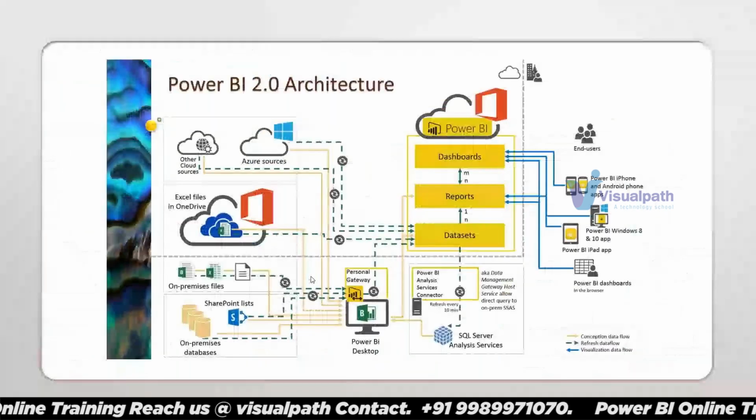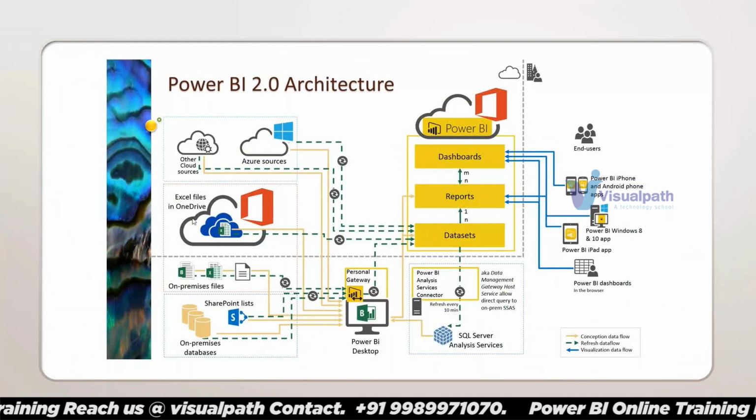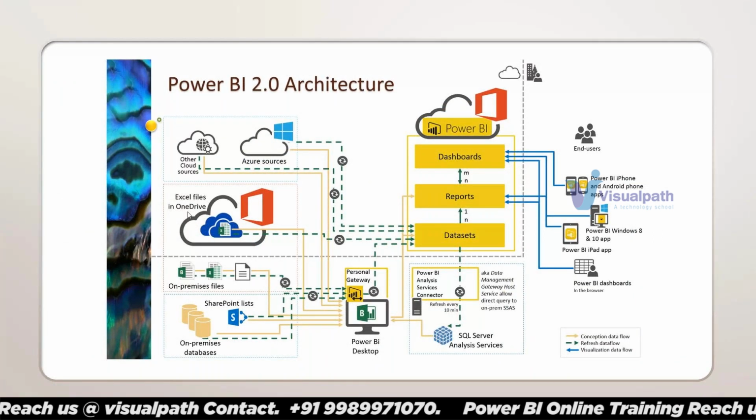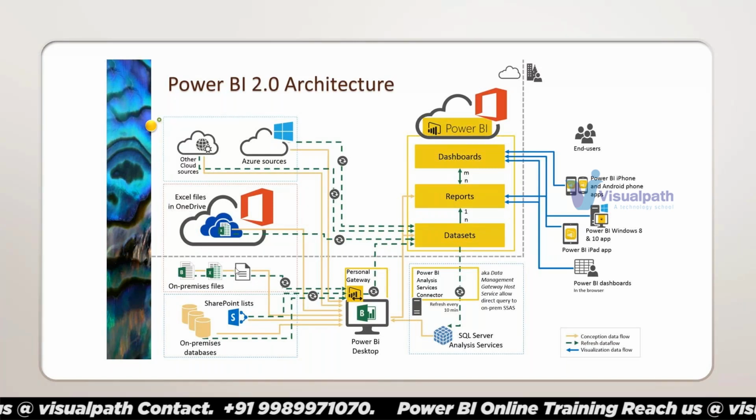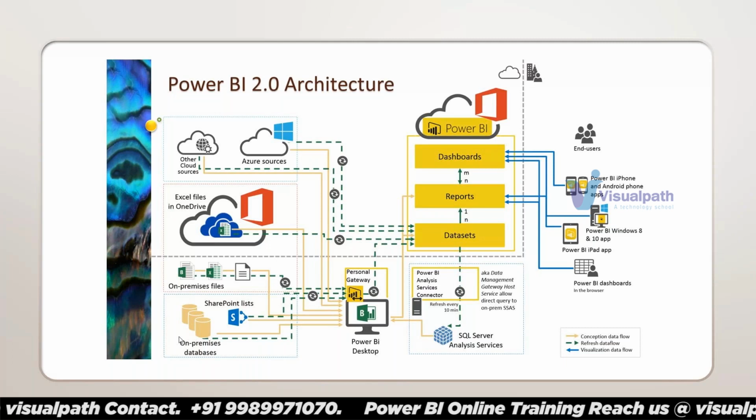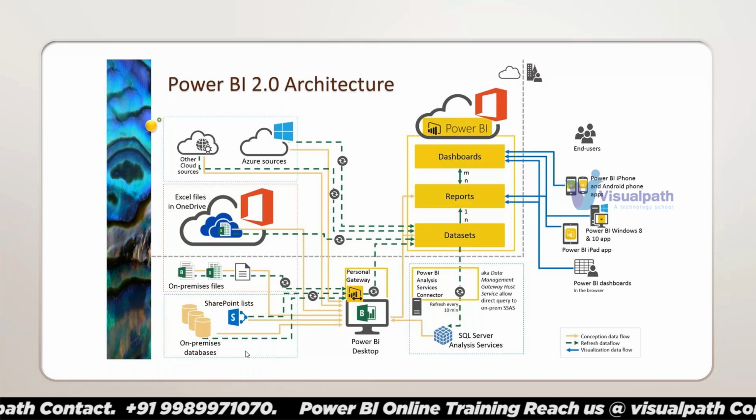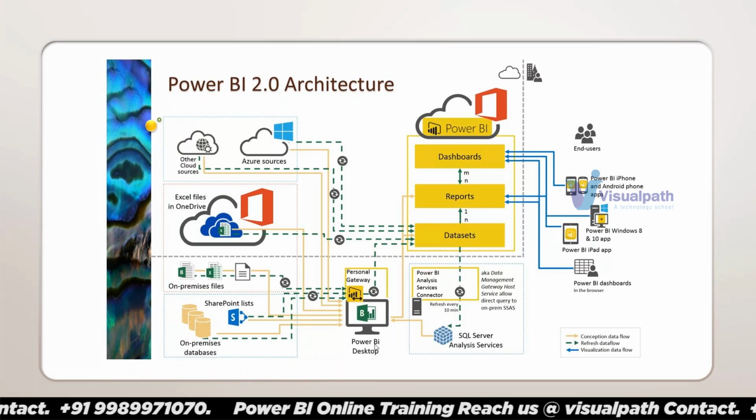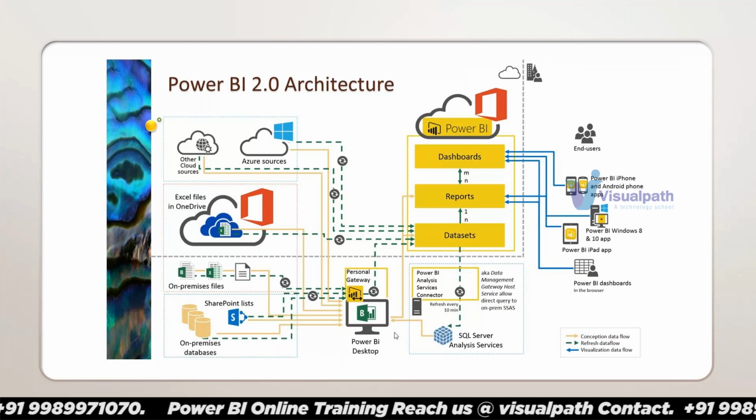Okay, and this is an architecture. Again, how does it work? We will have different data sources from Azure or other cloud services, or from Excel, or where it is hosted on premises. That will be connected, and you can also connect to a SharePoint list or different databases. From there you will be building the reports on Power BI Desktop, and those reports will be published to the Power BI service.